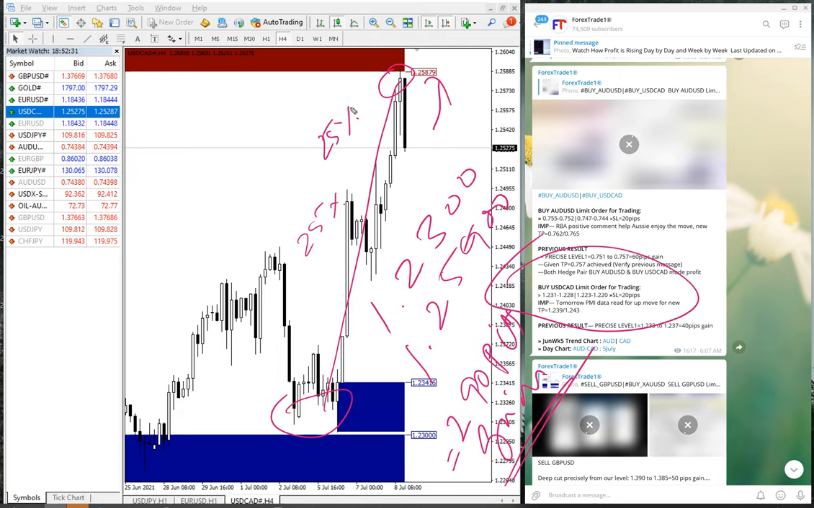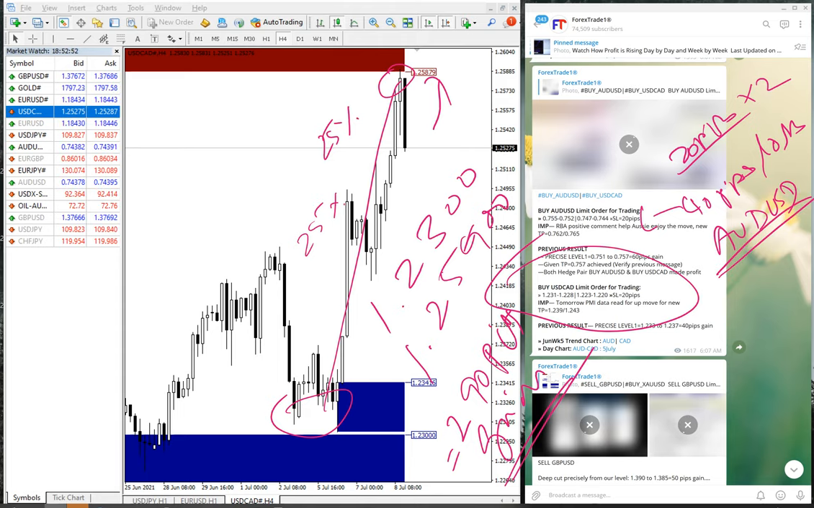And finally AUDUSD, on which we booked a loss of 40 pips, because 20 pips on each SL, times 2, which is 40 pips loss. So that is all for now.